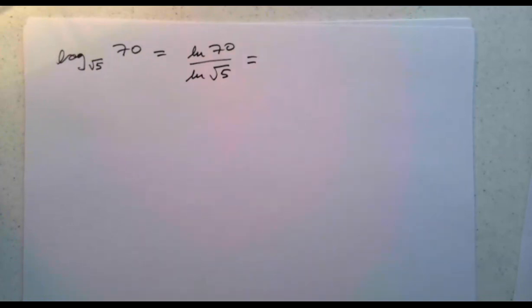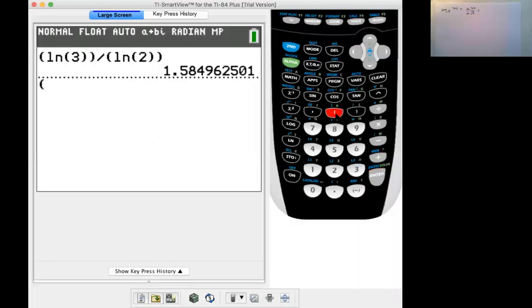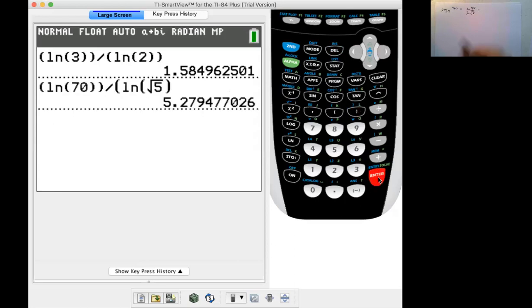So let's go ahead and do that on the graphing calculator. Upstairs, natural log 70 divided by natural log square root of 5. Whoops. Delete, and delete. Put the parentheses on the outside. There we go. And we get 5.279 approximately.